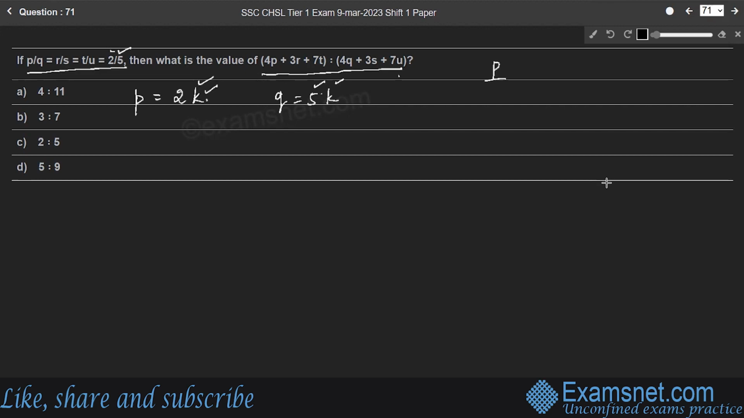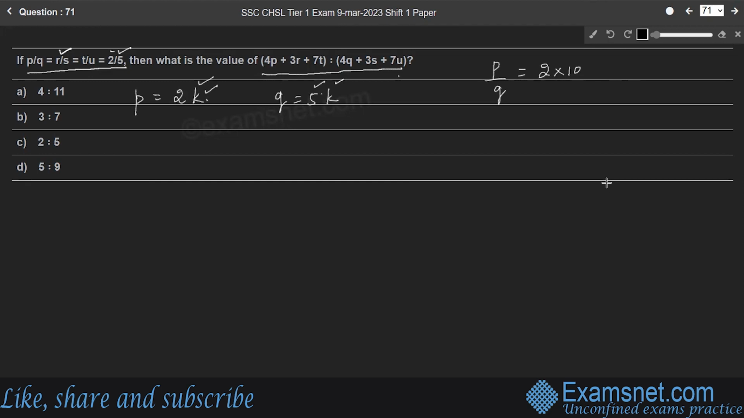therefore, say for example, P by Q is 2 is to 5. So we can write 2 into 10 by 5 into 10, which is 20 by 50. Therefore, the ratio is 2 by 5. Therefore, here k is constant. So in each ratio, the k is constant. Therefore, we can write P as 2 into k, Q as 5 into k.